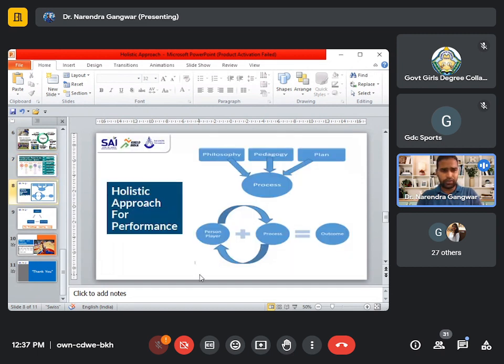Now quickly I'll just take one more slide, then we'll wind up. So holistic approach की जब हम बात, Dr. Nia, I'm sure that slide is changed, right? Yes sir. So holistic approach for performance की जब हम बात करते हैं, then philosophy, pedagogy, plan and process. So philosophy मतलब we should stop copying from other now. This is the time, you know, this is to be serious.